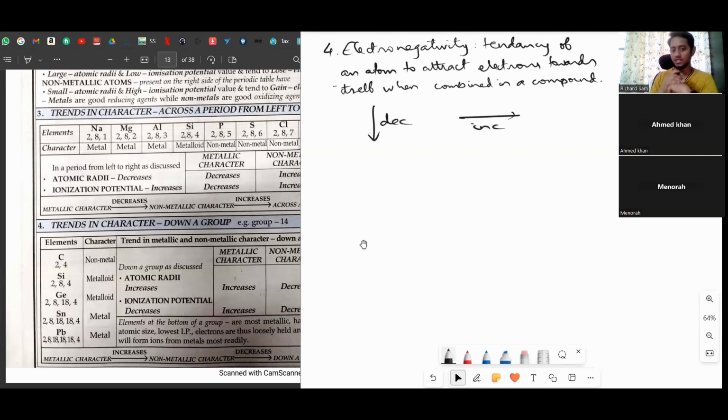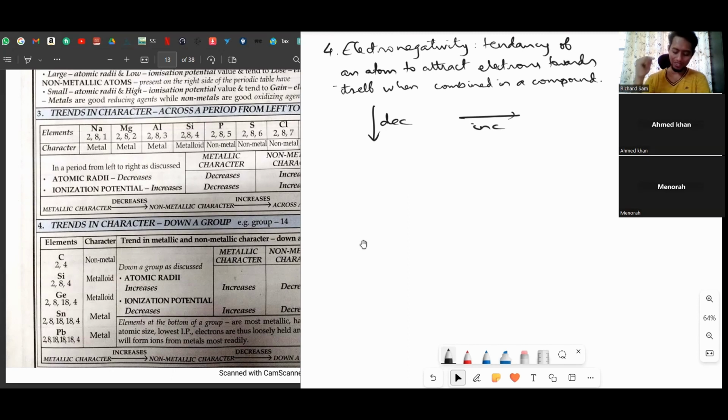And when you go down, why does it decrease? Talk about electrons losing or gaining. As you go down, how is it? Look at the seventh group, the halogens. Wait, let me go to that part. In non-metallic character, down a group. I'll read that. It's on page number 9, on the left side, down.